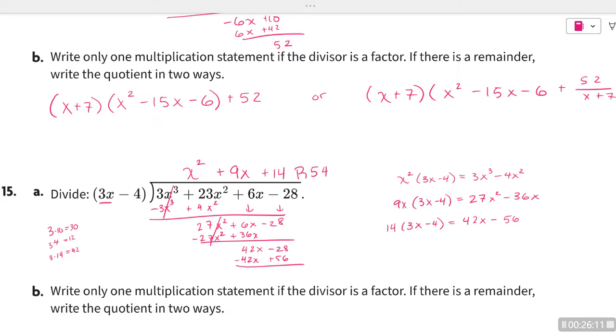Anyways, I forget where we left off here, but we haven't subtracted these yet. So 28 is half of 56. So negative 28 plus 56 is positive 28. So that is our remainder. It's a good thing we go back and look.